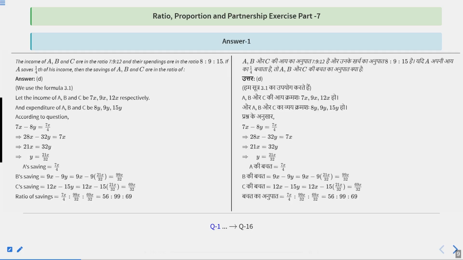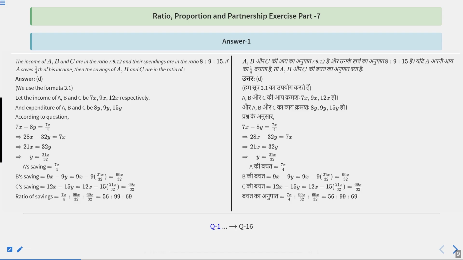Now we can let the incomes be 7x, 9x and 12x because it is given that the ratio is 7:9:12. And it is also given that their expenditure ratio is 8:9:15, so we can let the expenditures be 8y, 9y and 15y. Now according to the question, A saves 1/4 of his total income, so his saving is 7x by 4.